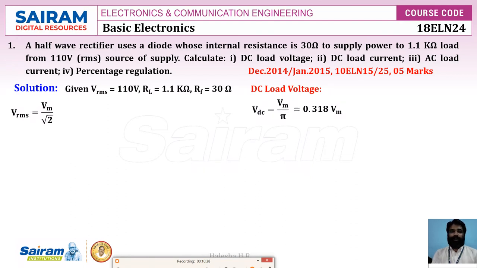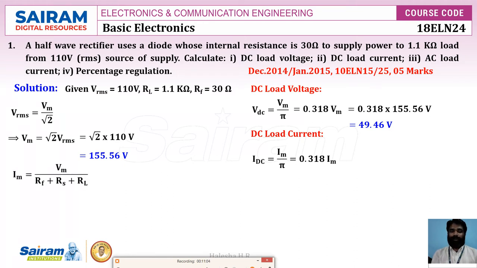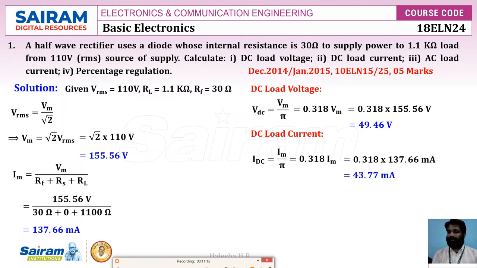So in this again, VM is required, no? So from the given VRMS we can find the VM value, that is 155.56, that you substitute in VDC, so you will get the VDC value. And the next required value is the DC load current, this is the corresponding formula. So it requires IM. So find IM using the formula, IM is equal to VM by RF plus RS plus RL. So substitute the values and you will get the IM value. That you substitute in IDC, you will get the IDC value.